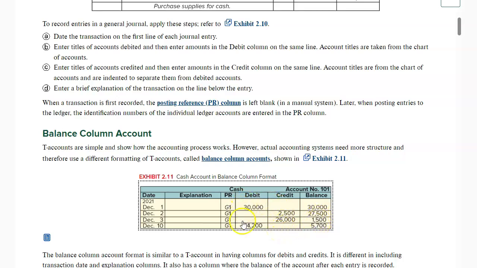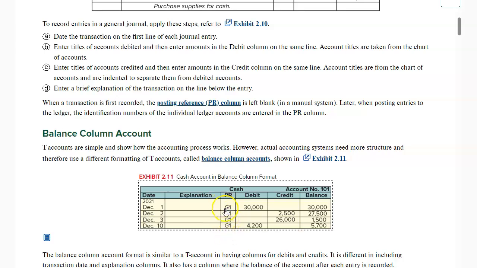The other side of this you don't see. We've also posted $30,000 as a credit to common stock for this entry. We've posted $2,500 as a debit in the supplies account, and then $26,000 as a debit in the equipment account. So all those are happening at the same time.